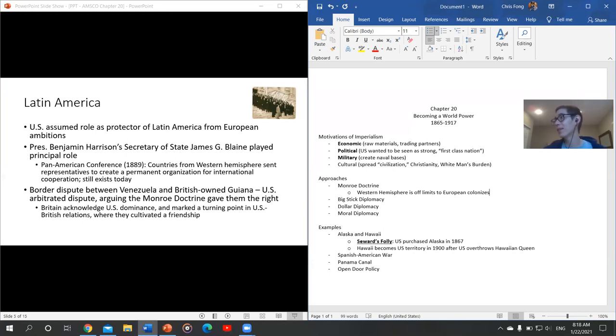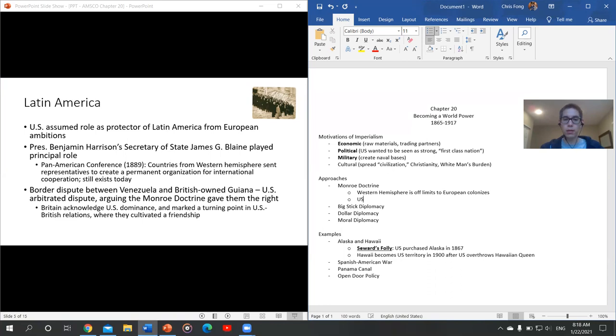And so the U.S. liked to consider themselves as the protector of Latin America. I'm going to put that in quotation marks because what we'll see is, well, they have a very twisted definition of how to protect Latin America: sending in troops, colonizing, suppressing revolutions, and things like that. So we'll explore that contradiction a little bit today.